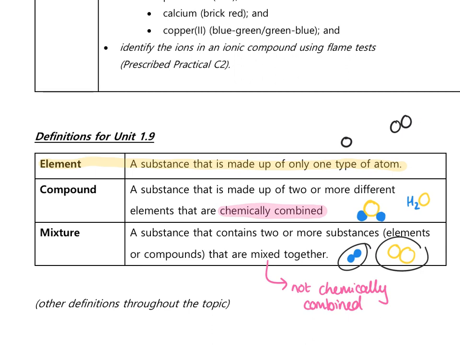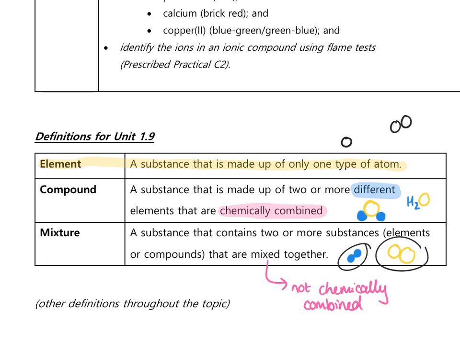And for our definition for compound, it's a substance that is made up of two or more different elements that are chemically combined. So it can't fall into that category of an element because we have two or more different elements.